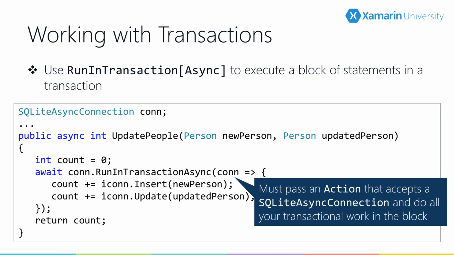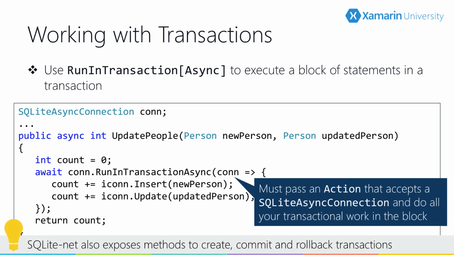You start a transaction and commit it by using the run-in-transaction async method, where you pass in a delegate that contains all the SQL statements that you want to make sure are either all executed or completely rolled back. Besides this run-in-transaction async method, you will also find methods that allow you to explicitly begin, commit, or roll back a transaction. This can be useful if the database operations that you are planning span multiple methods.